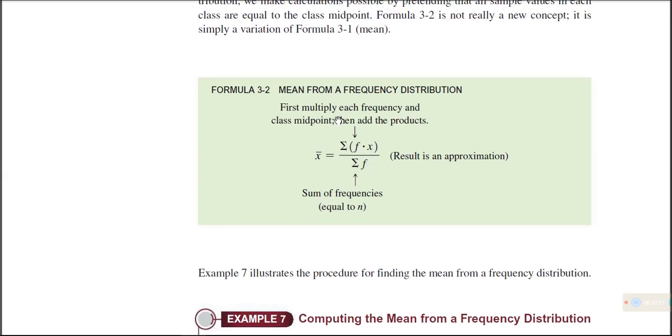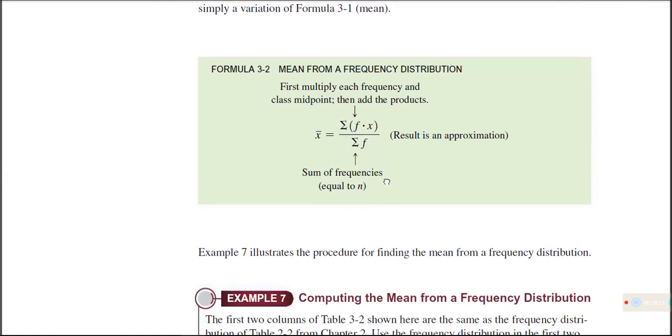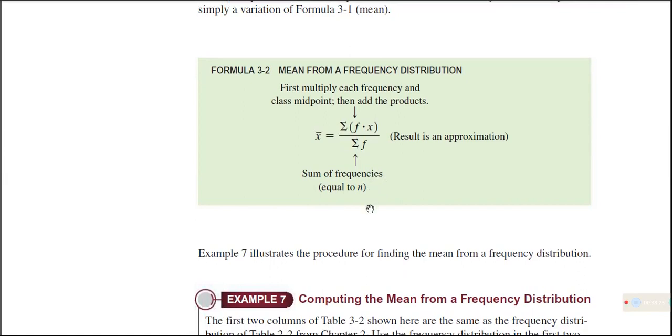So first, multiply each frequency and class midpoint, then add the product. So itong F, ito yung frequency. Si X is the class midpoint. And then, i-divide mo siya by the total number of your samples or total number of your data points. Maglagay tayo ng isang example.